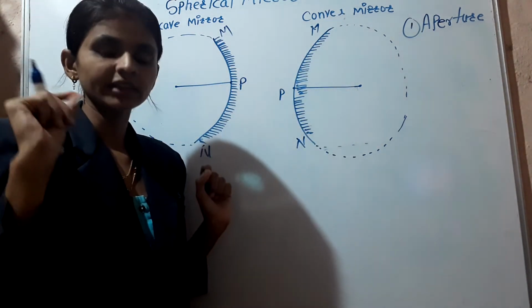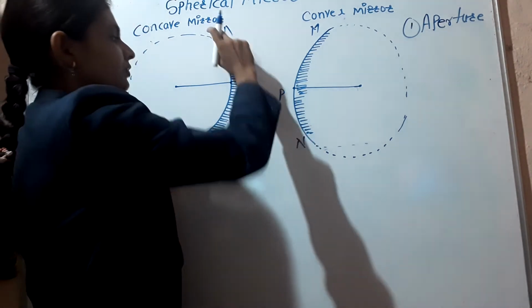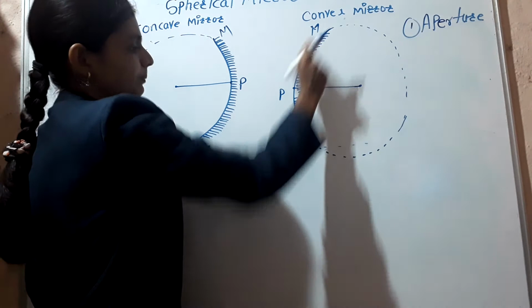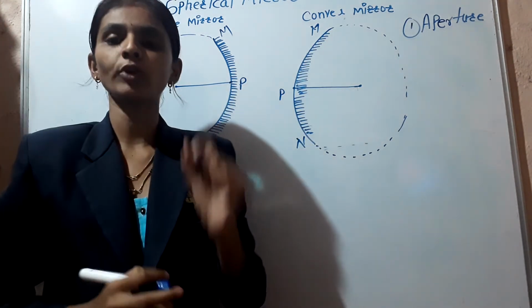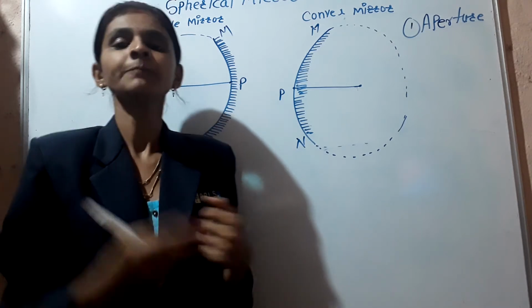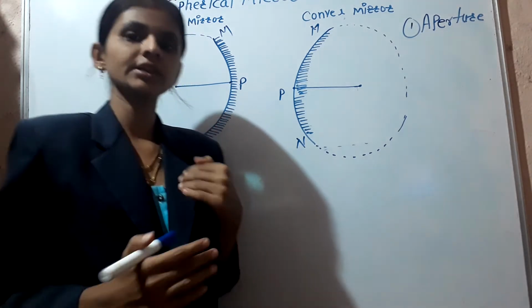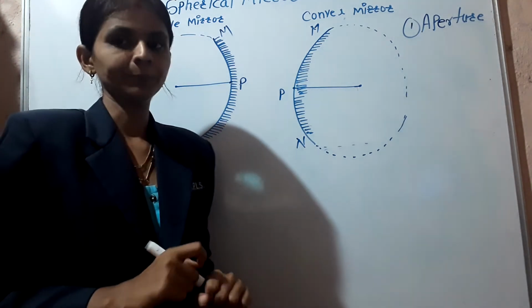The center of the reflecting part, the midpoint of the spherical mirror. The midpoint of the concave mirror or the midpoint of the convex mirror is known as the pole, and the pole is always denoted by P.